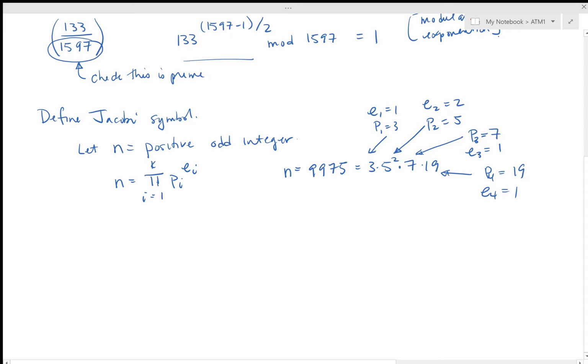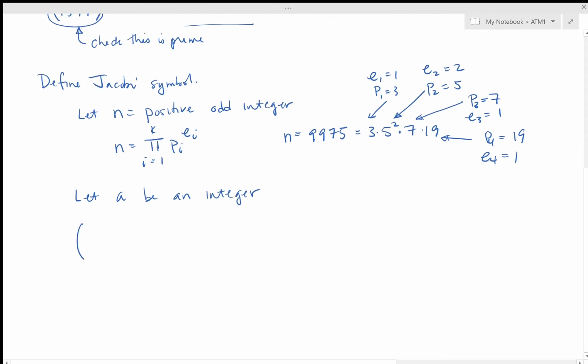Okay, and then I will let a be an integer. I use the same notation, but in this case, n is not prime. If n was prime, then this would be a Legendre symbol. Here, the denominator, if you will, is not prime. That's the difference. And so how do I calculate the Jacobi symbol?